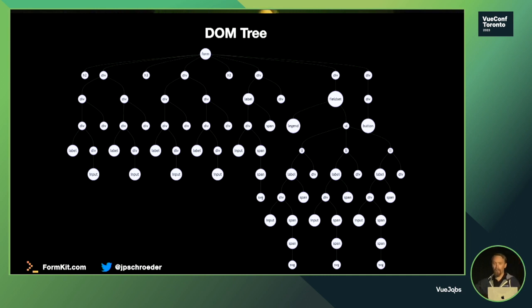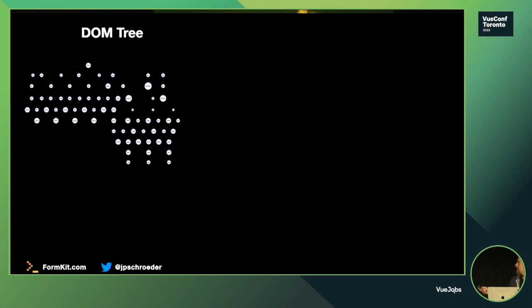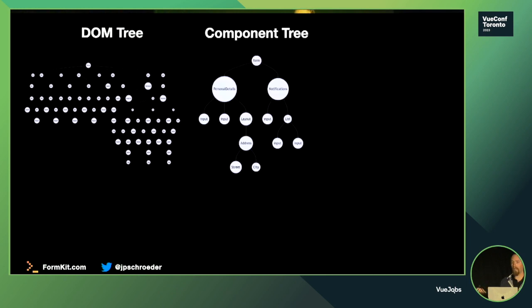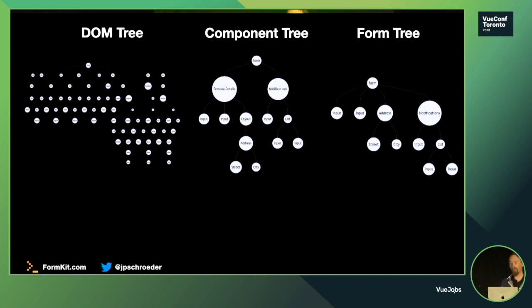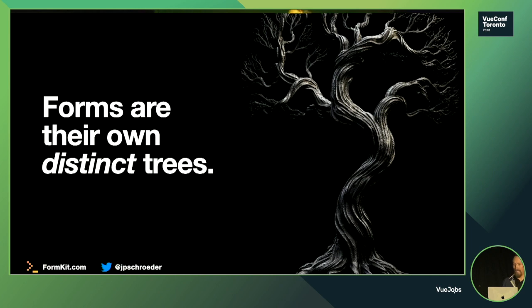So here's the DOM tree. These are all the DOM elements represented in that form we just looked at. This is the component tree, right? So these are the components that we just looked at. And you'll notice that they're different, but they are a direct grouping of one to the other, right? They're just more grouped. But the form tree, if such a thing existed, is different. It does not fit into these other ones. And that is the important nugget. Forms are their own distinct trees. They are their own distinct tree structures.